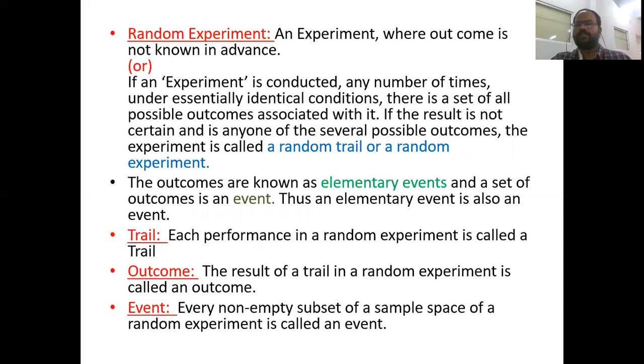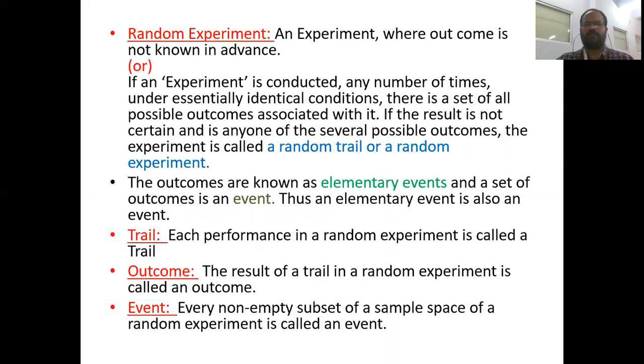So what is a trial? Each performance in a random experiment is called a trial. So in an experiment, whatever performance we are doing is called a trial. The results of the random experiment are called outcomes. If there is one result, it is one outcome; there can also be more than one outcome.